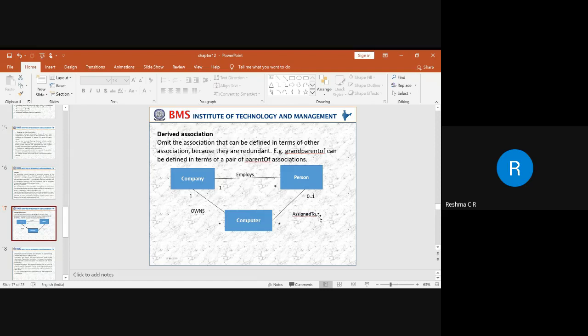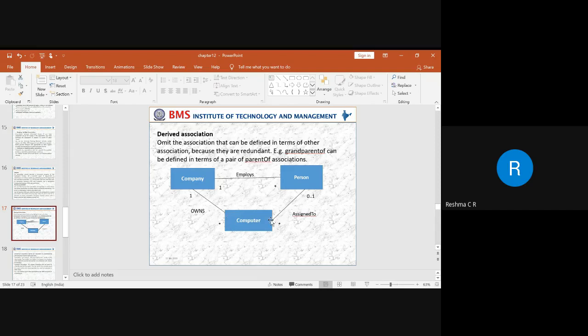Other than that, we can include one more class between these two classes. For this class, we are taking it as a derived association. When you include another class called computer, one company can own n number of computers. Company owns a computer. Once the company purchases a computer, it will assign a laptop or a computer to each individual employee.